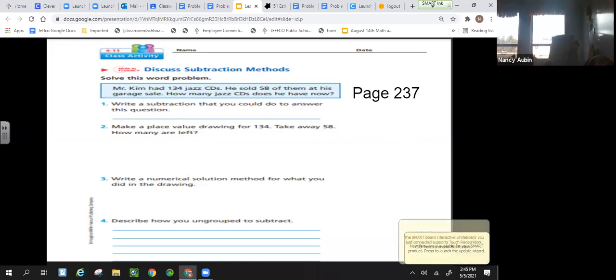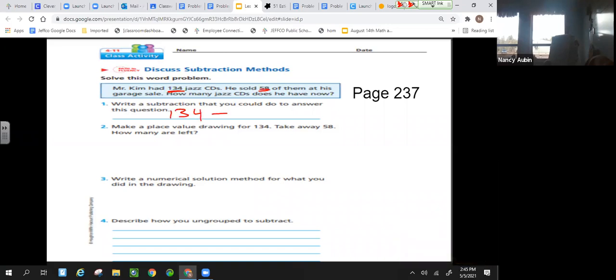Can you look up there, honey? I think I underlined it for you. What are we looking at? 134. Okay, 134 minus 58. I'm not going to solve it horizontally, right? You always want to rewrite it.